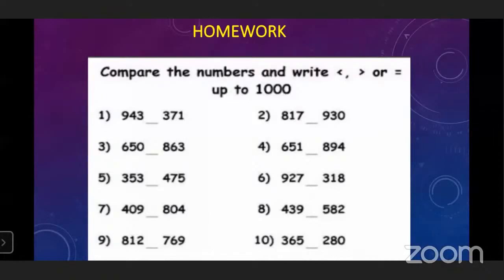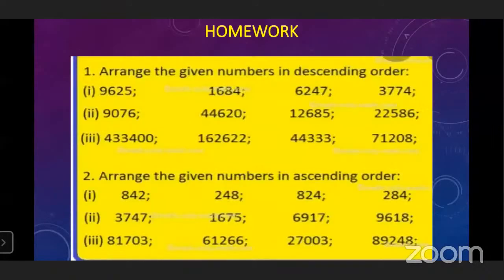The next one is also homework. Two questions are there. The first one is to arrange the given numbers in descending order. Three examples are here, and you have to arrange those numbers in descending order. And the second question is to arrange the given numbers in ascending order. Here also three examples.